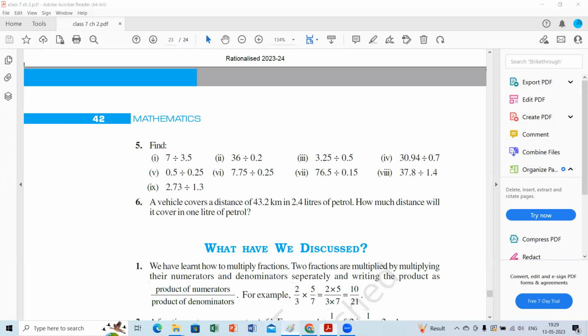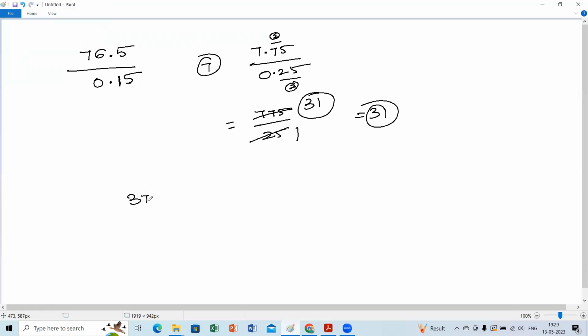37.8 divided by 1.4. Same decimal places on numerator and denominator. Here we have one place, there you have one place. Remove the decimal point and do the normal division, like 378 divided by 14. Got the answer.